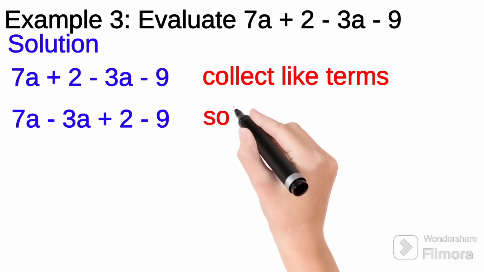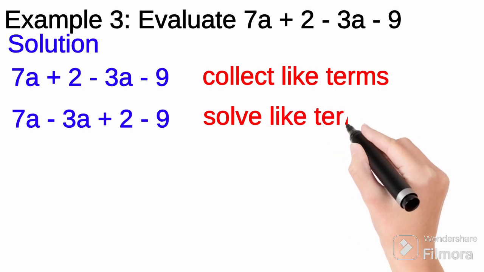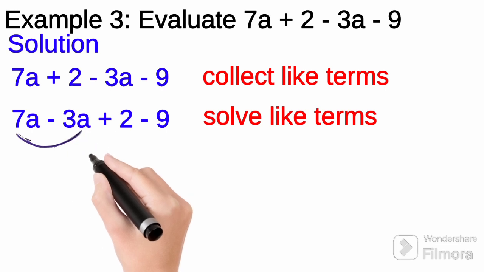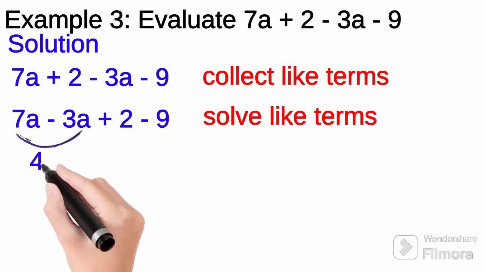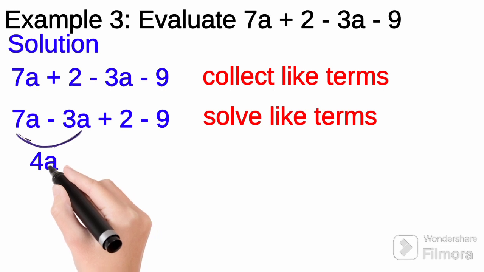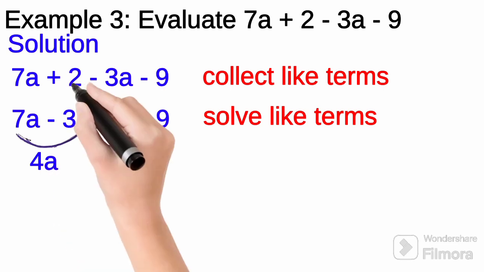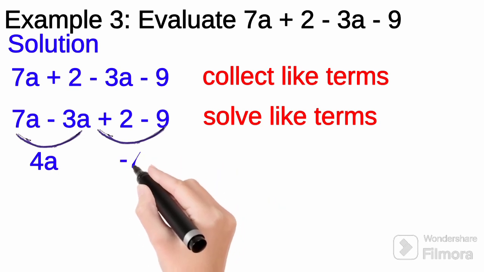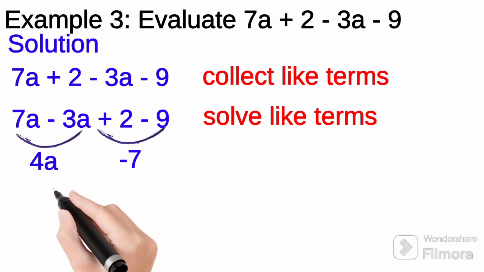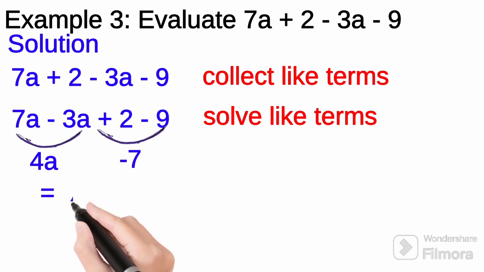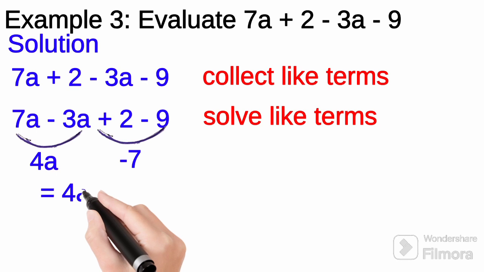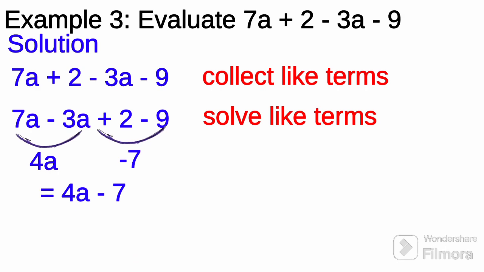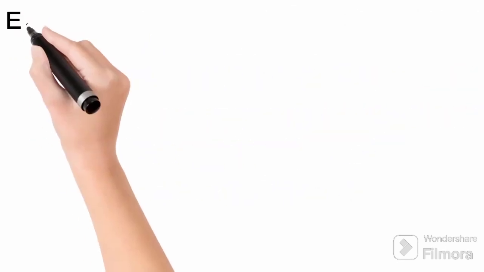Next is what? Solve like terms. So we have 7a minus 3a, which will give us 4a, and plus 2 minus 9 will give us minus 7. If you want to know how to solve this very well, please check my video on directed numbers. So my answer becomes 4a minus 7.